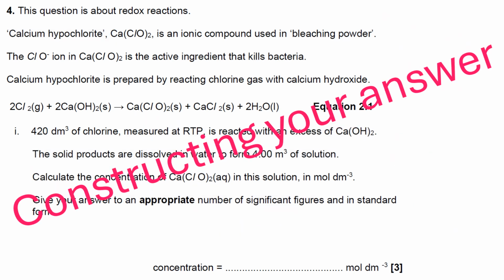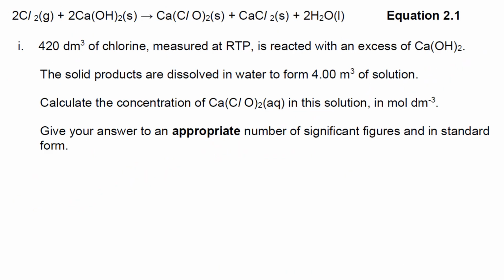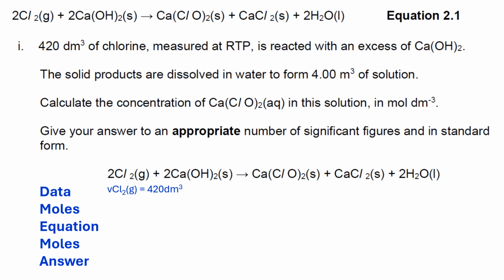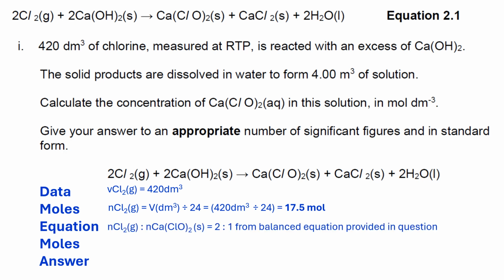So let's now put the answer together. Okay, taking the part of the question that we need, I'm going to put the equation at the bottom and use the data, moles, equation, moles, answer technique. So putting in the volume of chlorine gas that we're given, and I rearrange V equals 24n to make n the subject, that gives me 17.5 moles. From the equation, the ratio between chlorine and calcium hypochlorite is 2 to 1, so therefore the number of moles of calcium hypochlorite must be 17.5 times a half, which is 8.75.